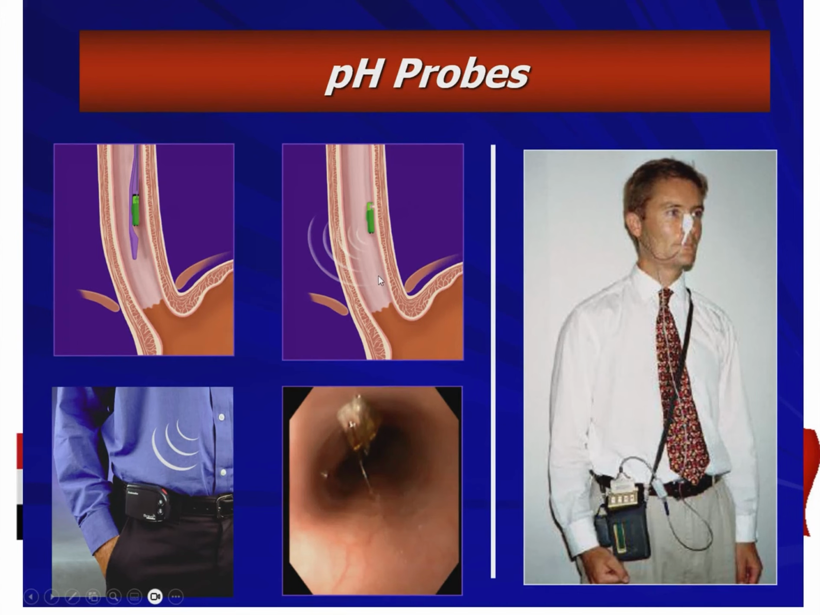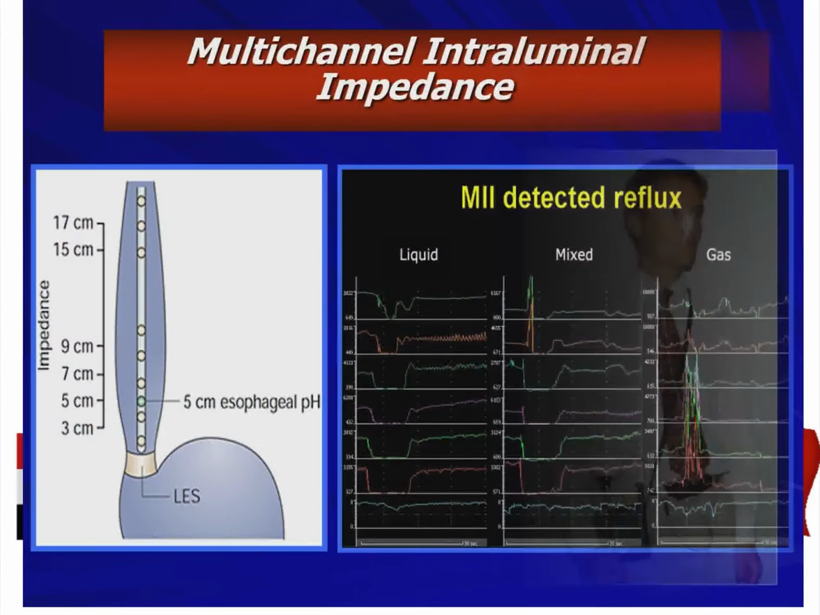The number of reflux episodes, how many times the acid goes up in the esophagus, which is significant if it is more than 50 episodes per day, and the duration the acid remains in the esophagus, which is significant if it is more than 66 minutes per day.